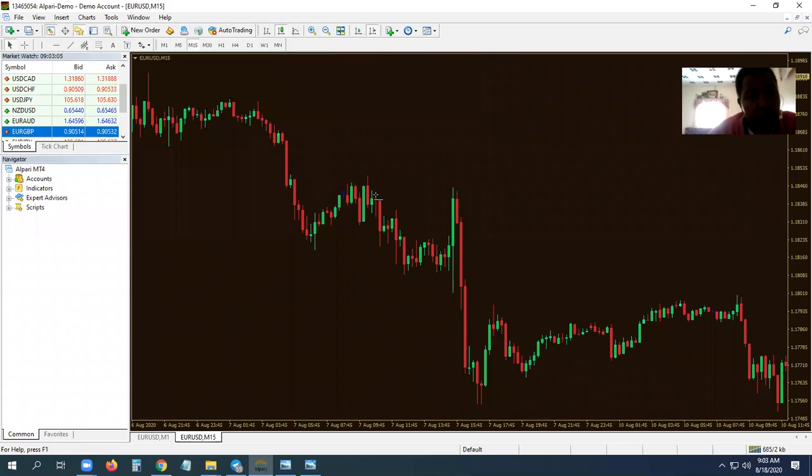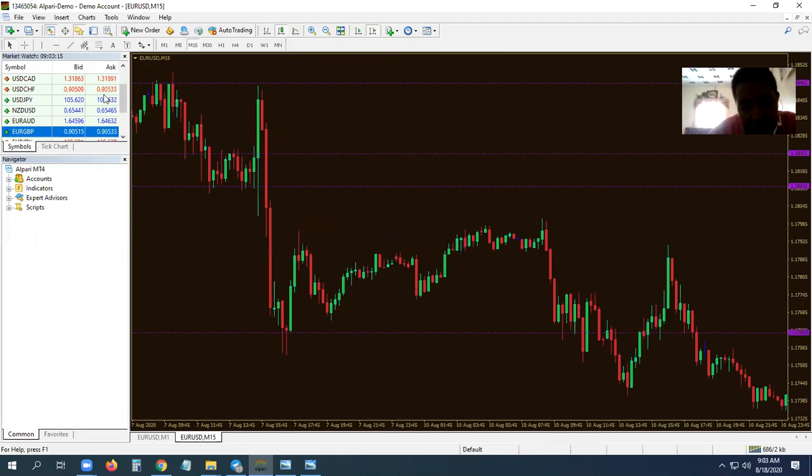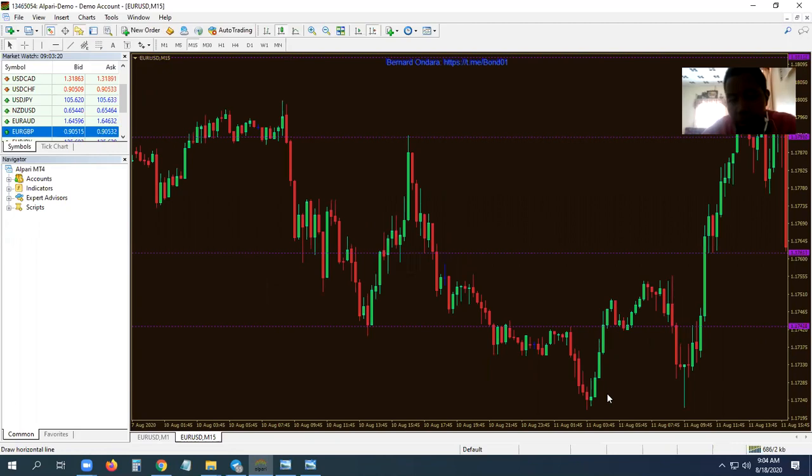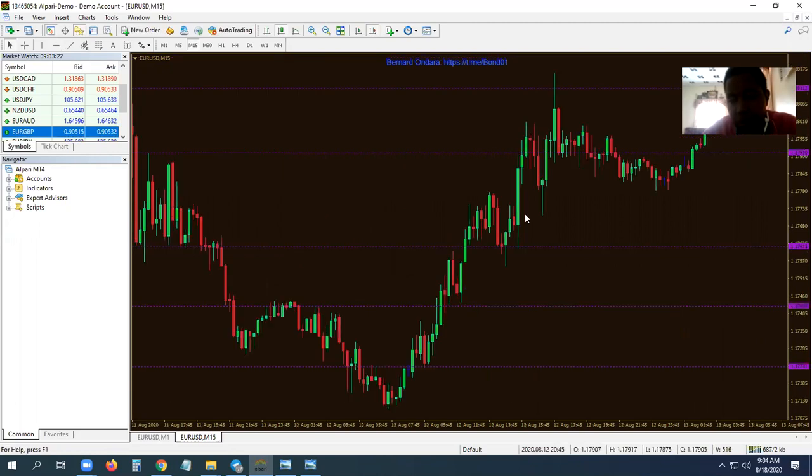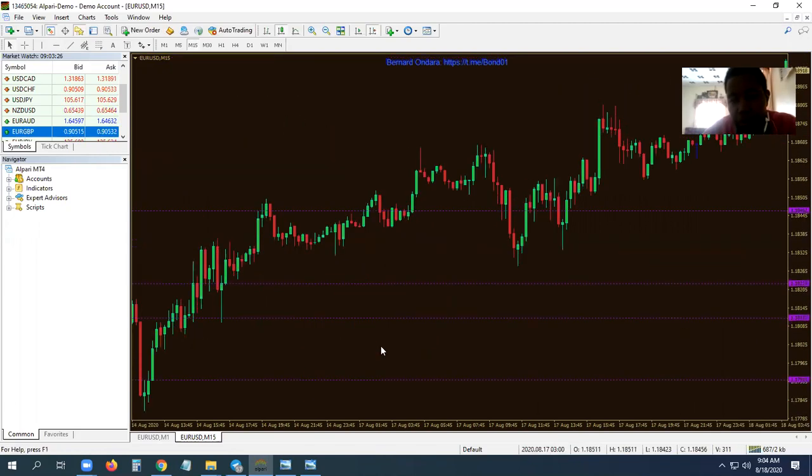I can see this was a resistance. I can see this was a support. I can see there was resistance here. I can see there was support here. So that's how you end up drawing your support and resistance on the chart. Just identify areas where the market is changing direction, and draw a line at each.